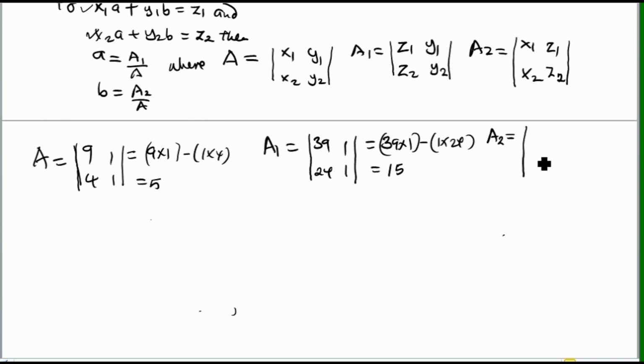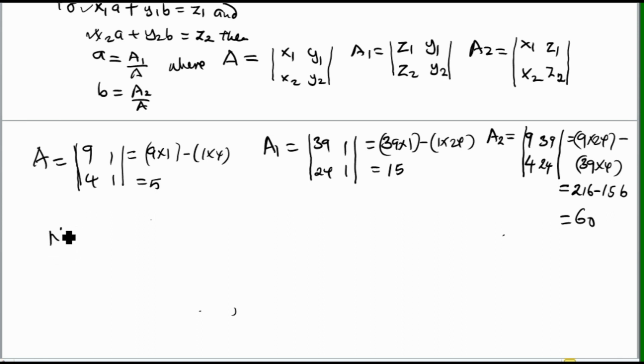A2 is now the determinant of this matrix here, x1, x2, and x1, x2 corresponds to 9, 4, and then z1, z2, that is 39, 24, from which the determinant becomes 9 times 24 minus 39 times 4, which is the same as 216 minus 156, which gives a difference of 60.